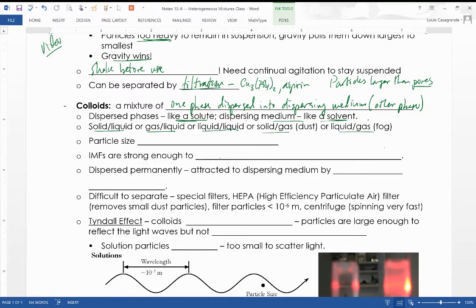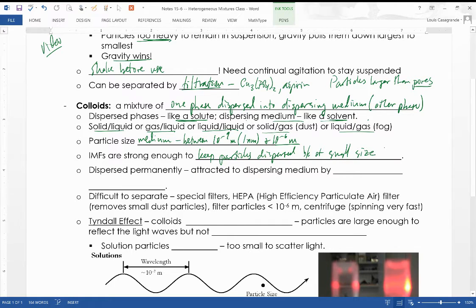In these colloids, the particle size is a medium size. So it's between 10 to the minus 9 meters, which is 1 nanometer, and 10 to the minus 6 meters. So it's below that size for suspension, and when it gets lower than that size, the intermolecular forces are strong enough to keep the particles dispersed, as I said, because of their small size.